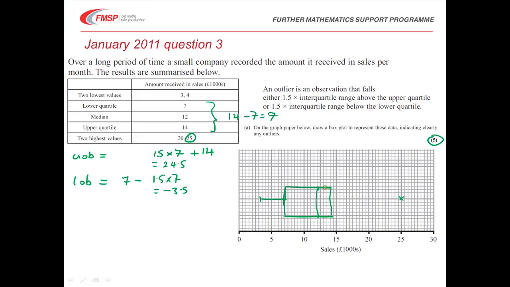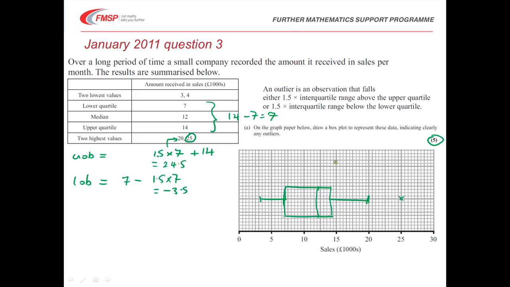And your upper whisker. Now, I'd like you to do this properly, please. You know what your second highest value is. You know that your second highest value is 20. So there is no data between 20 and 25. So your whisker should go like this. Okay, and I'll talk about it again in a minute.